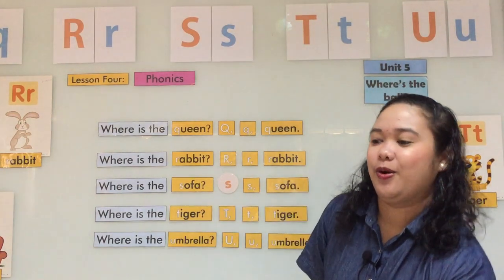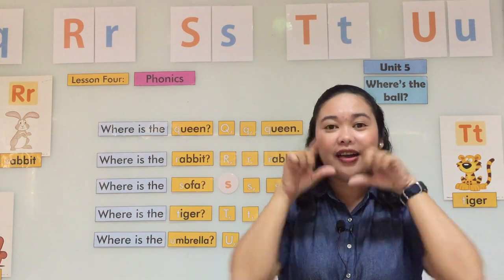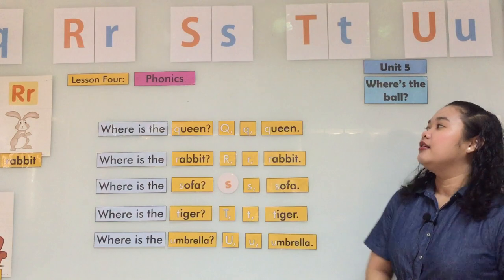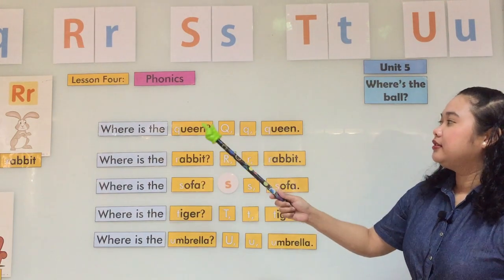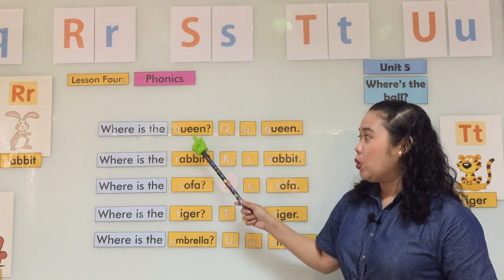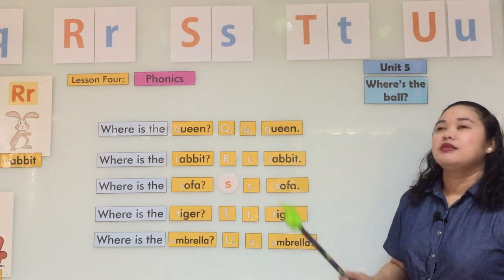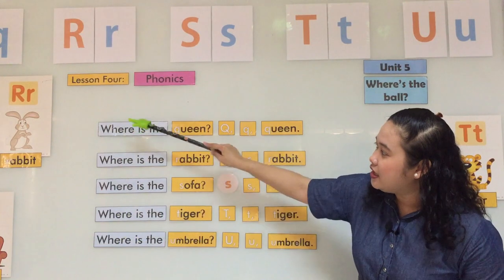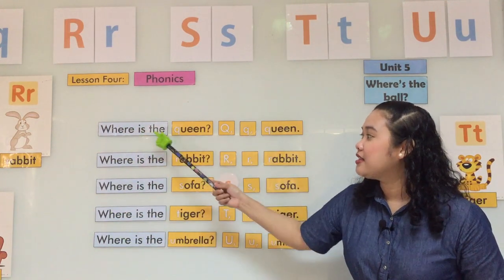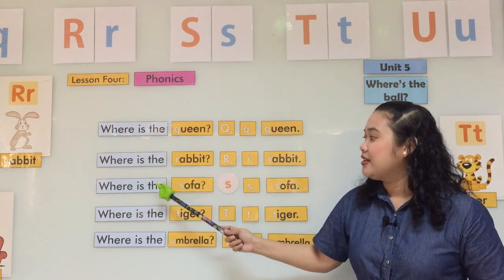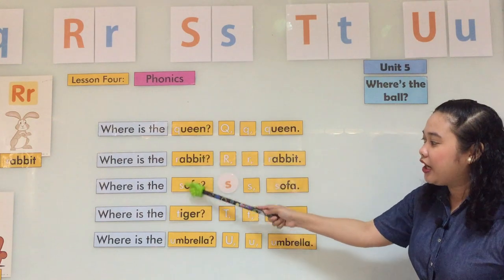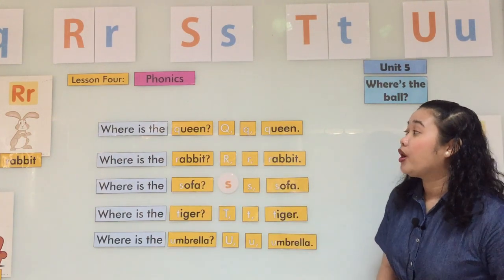Okay? So, again, turn your listening eyes on and turn your listening ears on. Let's start. So, for today, let's read this one. Okay? Let's start here. Where is the queen? Qu, qu, queen. So, we will read all of this. These are the same words. Okay, this one here, they're all the same. Where is the? Where is the? Now here, these are the words that we've learned from lesson 4, part 1.